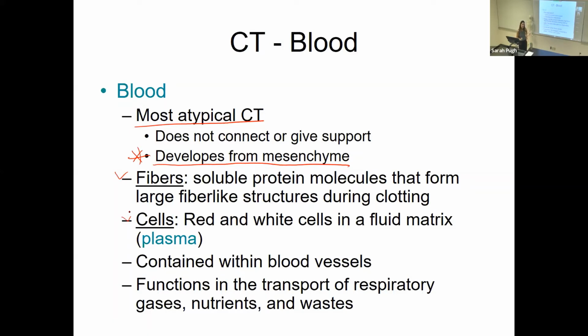All of your blood is found inside vessels, so your blood is not just free in your body, it's always housed in your blood vessels. And the function of your blood is to basically transport gases like oxygen and CO2, transport nutrients, and then get rid of wastes, transport wastes.